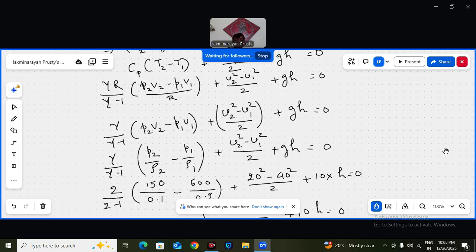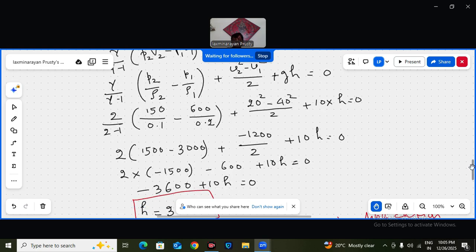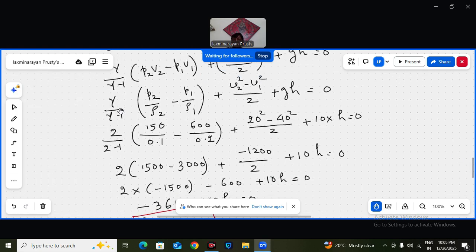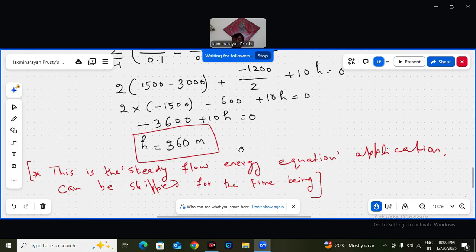Okay, so now put the values. 2 by 2 minus 1, 150 for P2 divided by rho 2 is 0.1, minus 600 divided by rho 1 is 0.2, plus 20 square minus 40 square by 2, plus 10 into h is equal to 0. Put the numerical values, so 10h becomes 3600, so h becomes 360 meter. So this is the steady flow energy equation application.